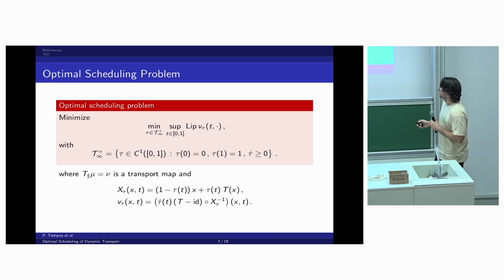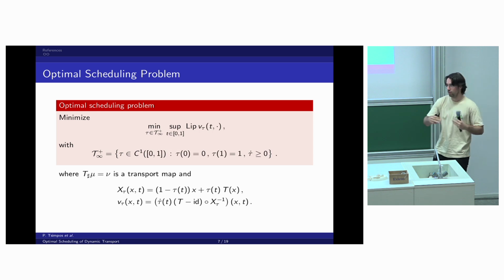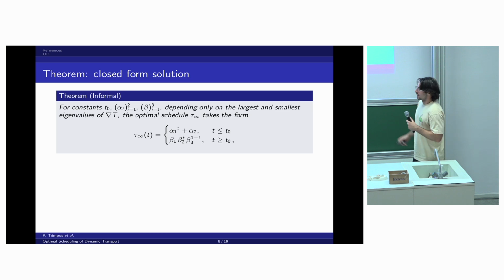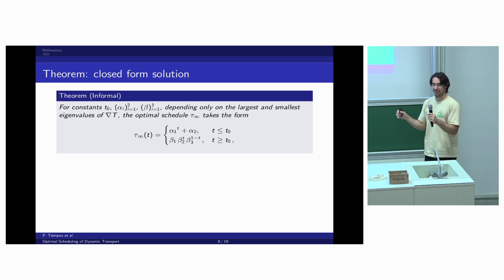Why is this an optimization problem? Because you have to cover the unit interval in unit time. So if you go very slow at some point, you have to go very fast at another point to compensate in your trajectory. Cool. Remarkably, there is a closed form solution to this problem that you can write down. For certain constants that depend on the spectrum of the Jacobian of T, in fact, on the uniformly largest and uniformly smallest eigenvalue of the Jacobian of T, the optimal schedule, or an optimal schedule, has this form.